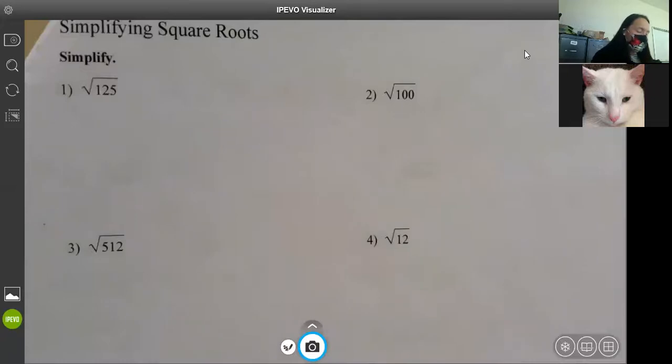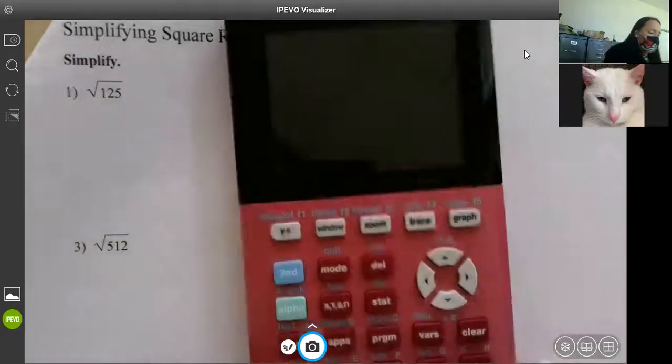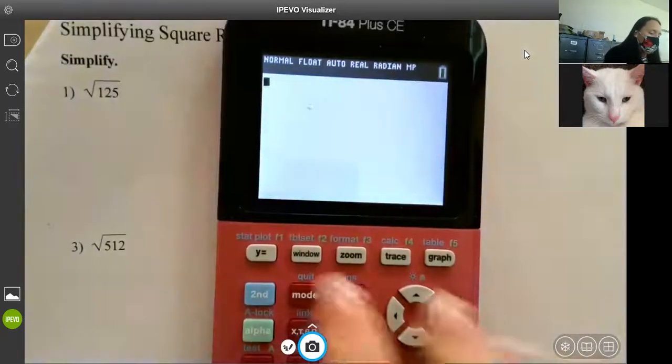All right. So we're going to do simplifying square roots, and the first thing that you're going to do is prime factorize. You guys did factor trees when you were littler, so that's basically what we're doing. You can also look on your calculator.